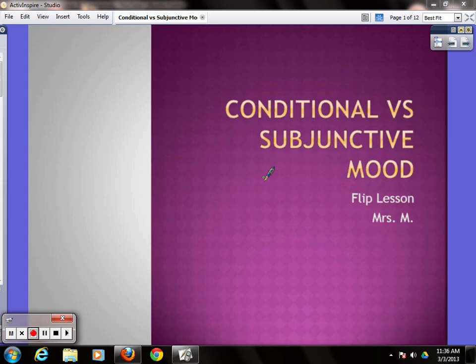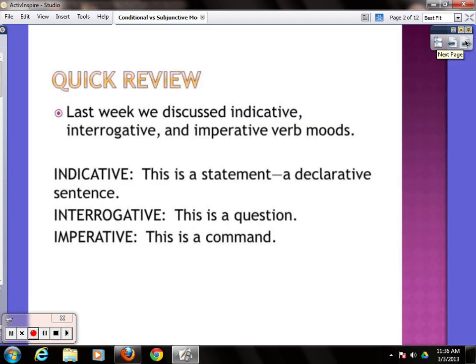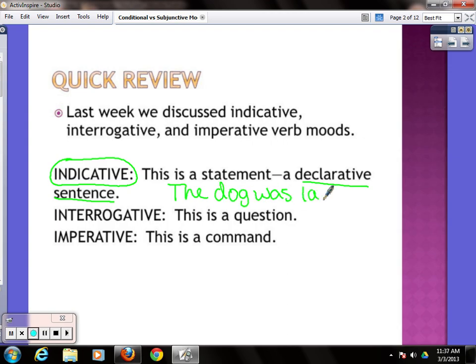Last time we talked about three different kinds of moods when you're talking about verbs. Remember, you have verb tense, which indicates time, and then you have verb moods, which indicates the reality of it. We have indicative, and that is your declarative statement, your declarative sentence. The dog was lazy. Right? That's a statement.